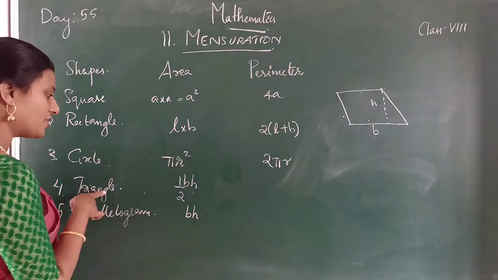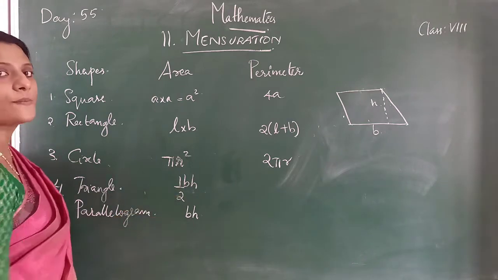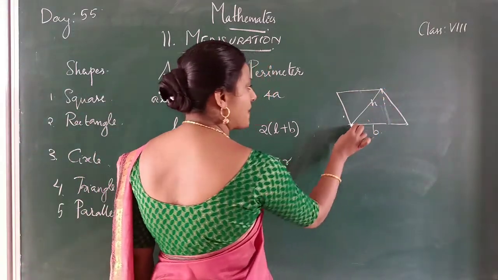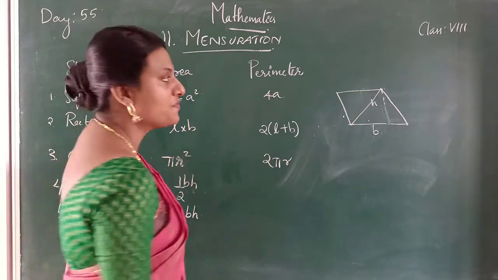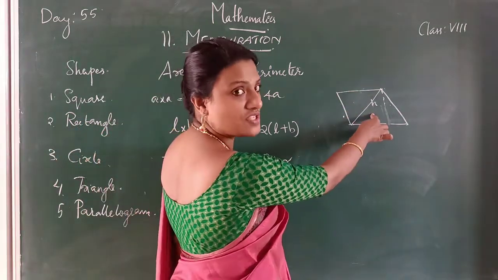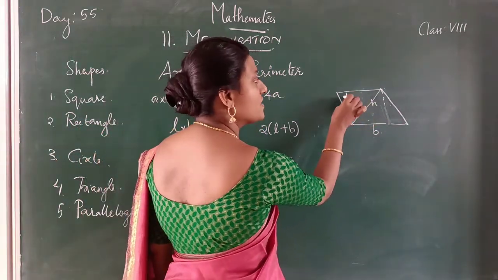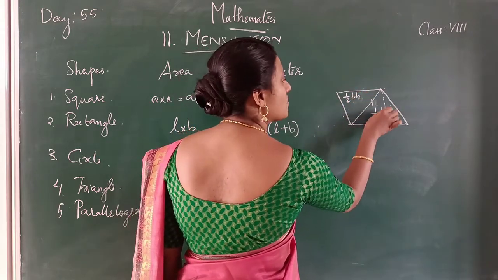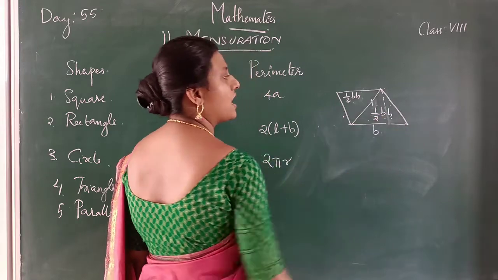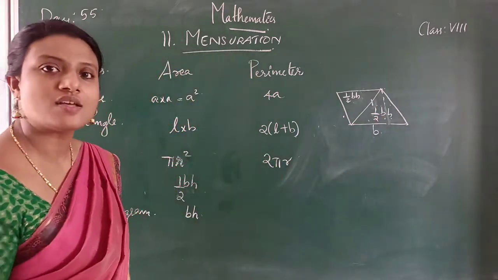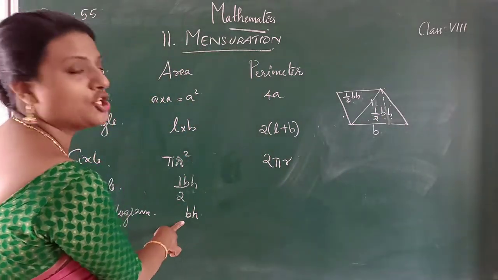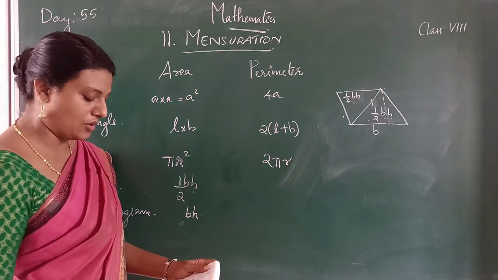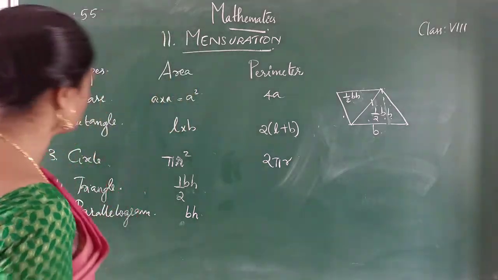BH. Area of the triangle is half BH, area of the parallelogram is BH. We can divide this parallelogram into two halves. First half is a triangle, second half is also a triangle. Area of the first triangle is half BH. Area of the second triangle is also half BH. Total half BH plus half BH is 1 BH. So B into H is the area of the parallelogram.